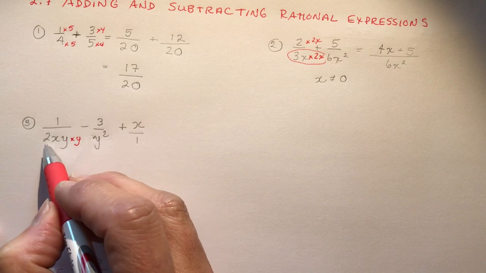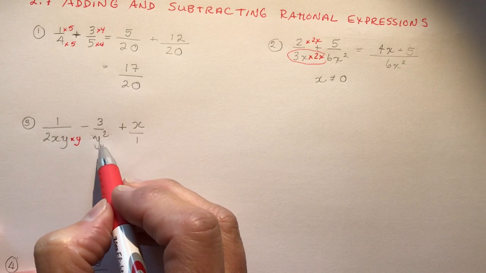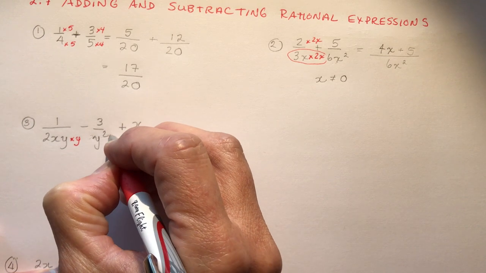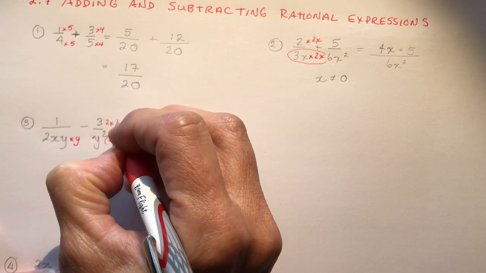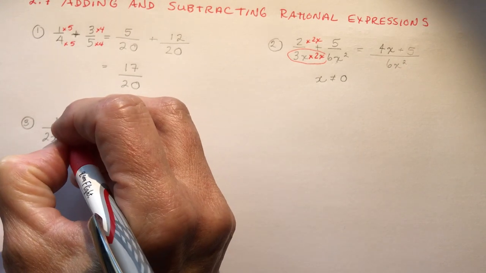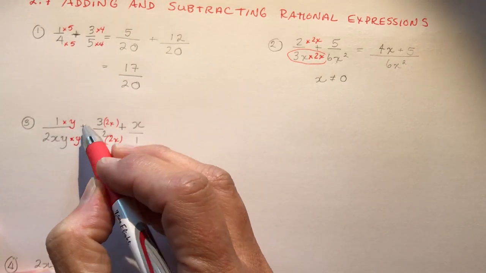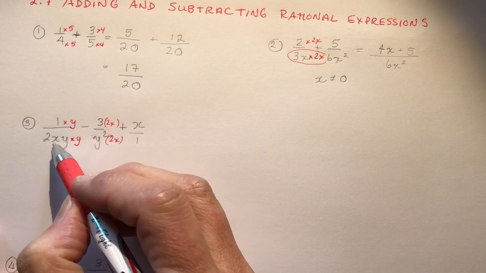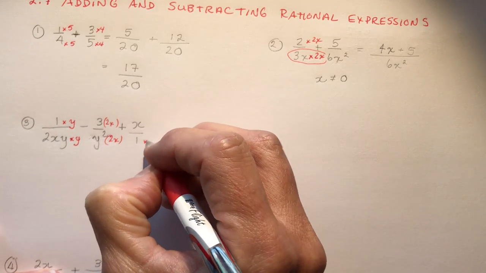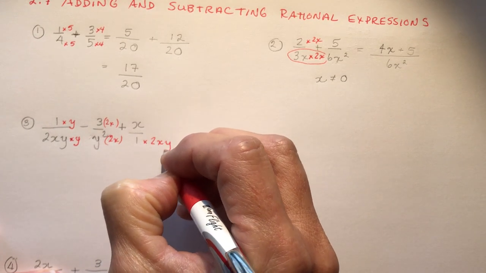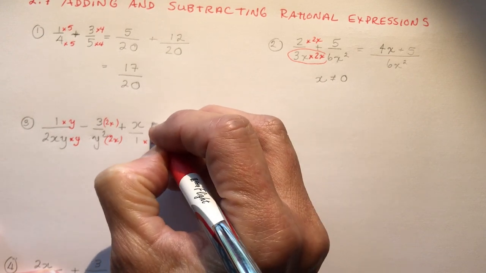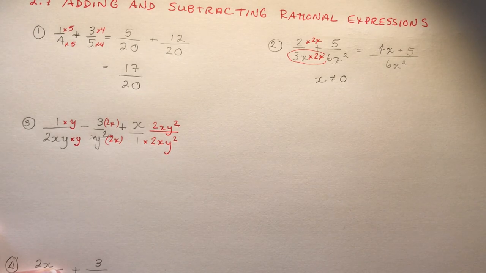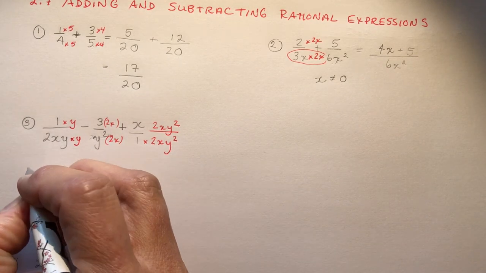And once I do that, I would have 2xy squared, which is okay for this one, but this one would need to be multiplied by 2x. So I put 2x here and here, and a y here. Whatever you do to the denominator, you must also do to the numerator. So now my denominator is going to be 2xy squared, and obviously this doesn't have either of those terms, so I'm going to multiply it by 2xy squared and 2xy squared. And that's going to make it really easy to solve once I do that.